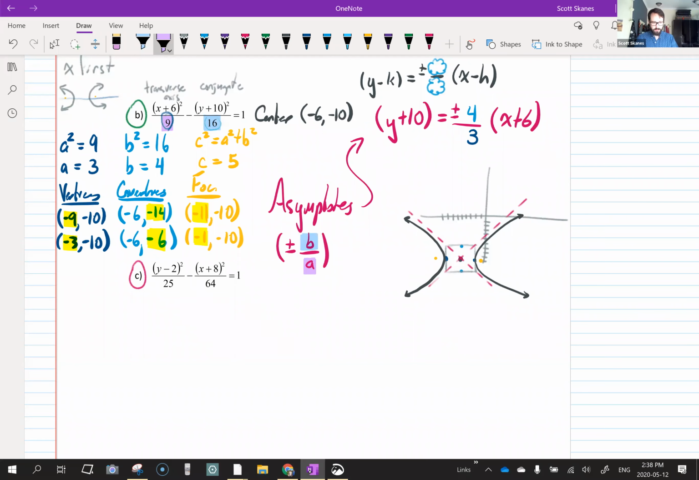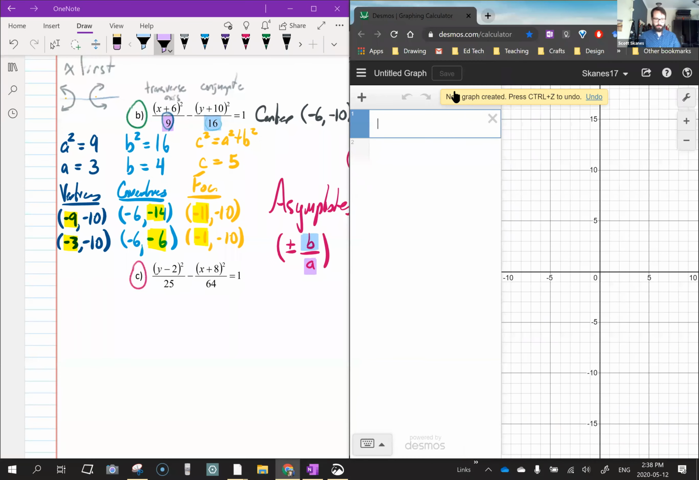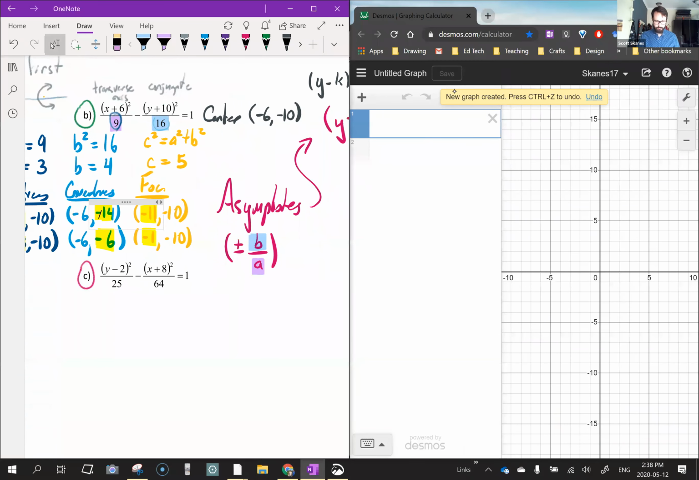Okay, let me graph this, just so you can trust me when I say that we've done what we said we've done. So I'm going to graph the original equation. Over here, I'm going to have a fraction minus another fraction equals 1.